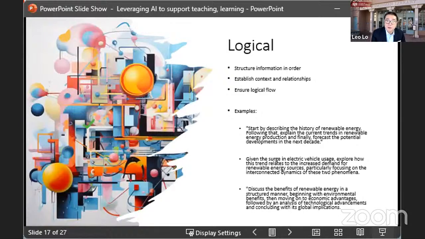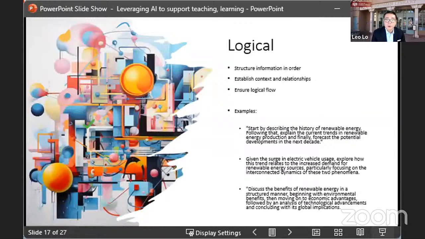And also we want to establish context and relationships. Establishing context helps in grounding the conversation, providing a clear backdrop that guides the AI's response. An example: given the surge in electric vehicle usage, explore how this trend relates to the increased demand, particularly focusing on the interconnected dynamics of these two phenomena. So it clearly defines the context, the surge in electric vehicle use, and then asks the AI to analyze the relationship, right?